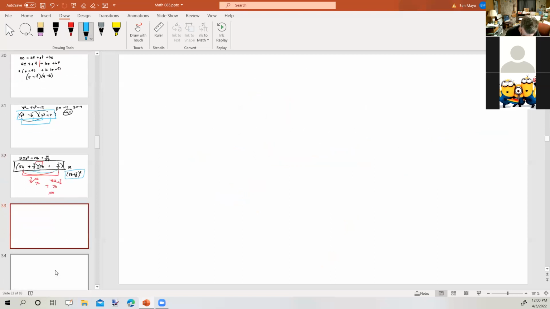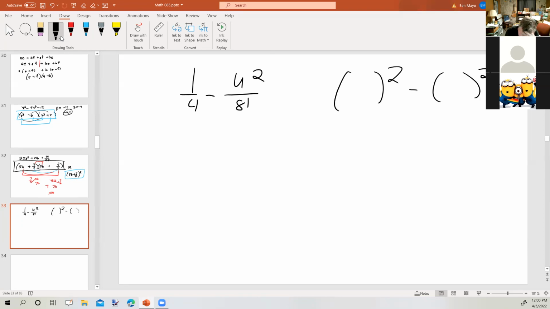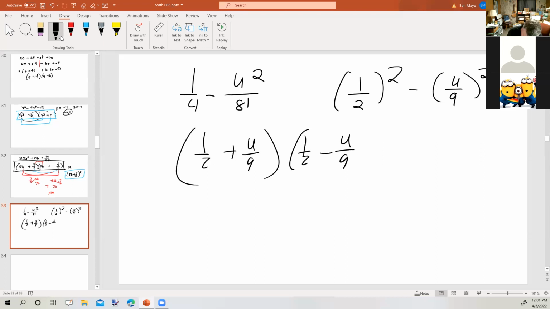Okay, here's another fun one. You're going to love this one. 1/4 minus u squared over 81. Well, that's a binomial with a subtraction sign. I wonder if it's the difference of two squares. Well, the square root of 1 is 1, the square root of 4 is 2, the square root of u squared is u, and the square root of 81 is 9. It is the difference of two squares. Do you see that? Maybe. So this would be 1/2 plus u over 9 times 1/2 minus u over 9.